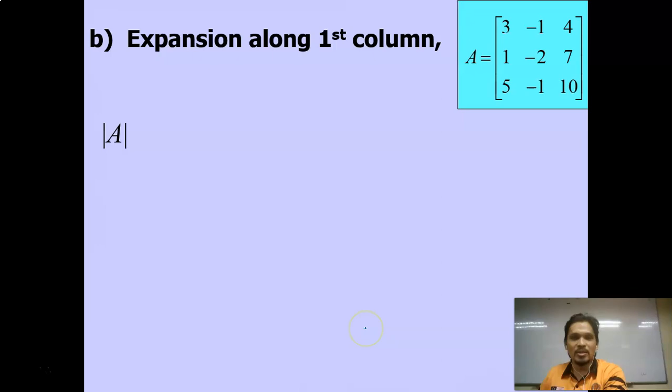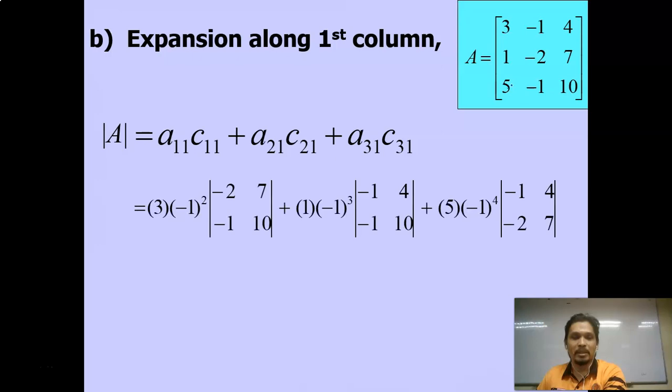What about expansion along the first column? A11 is 3, A21 is 1, A31 is 5. So we have 3, 1, 5. For the cofactors, negative 1 to the power of 1 plus 1 equals 2, yes. And then this one is 3, and this one is 4.